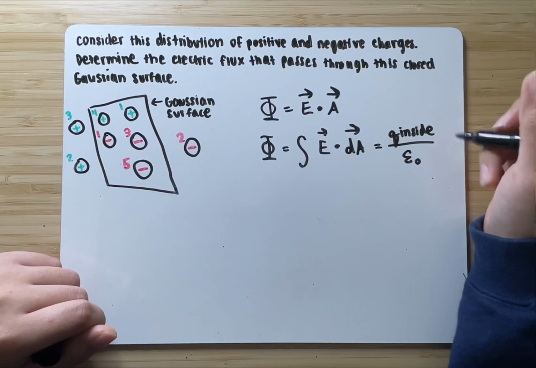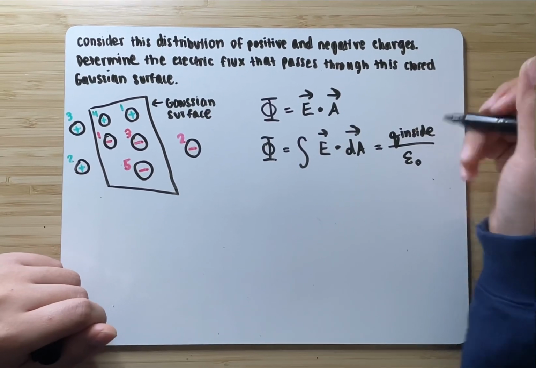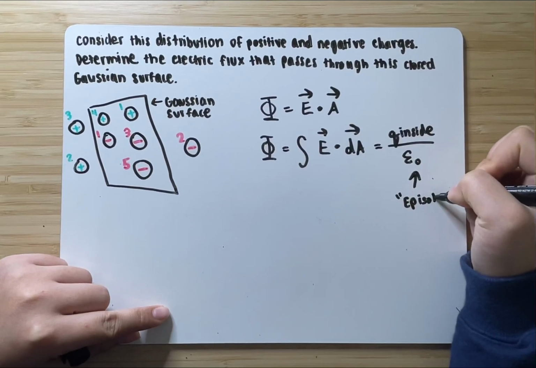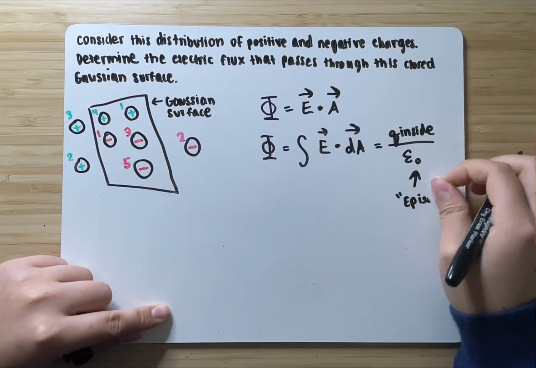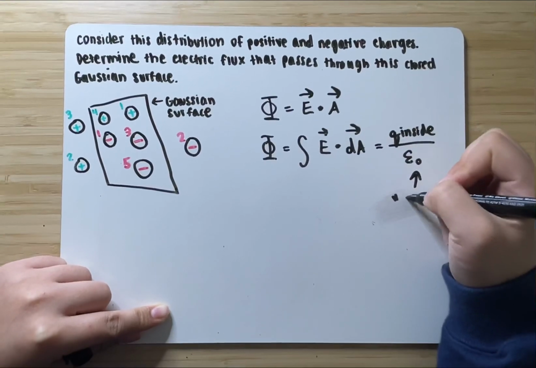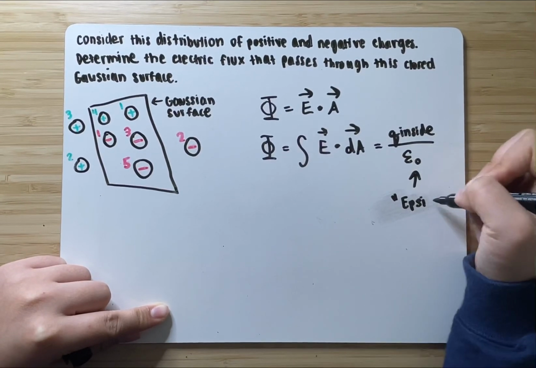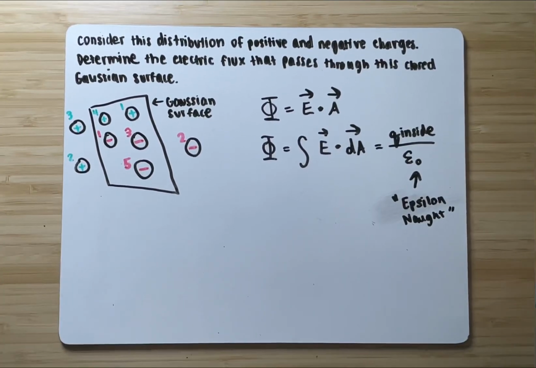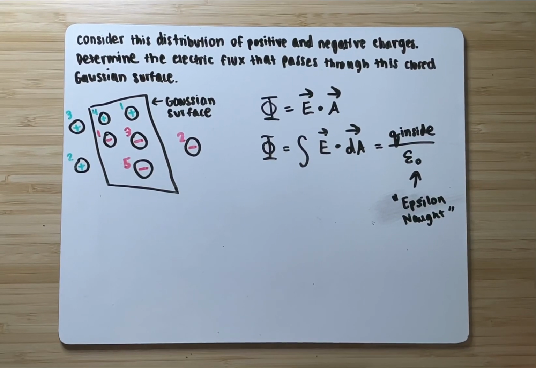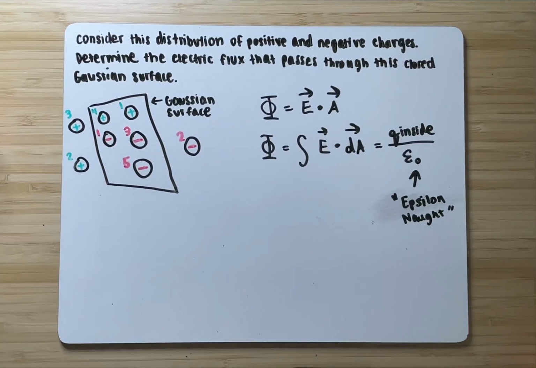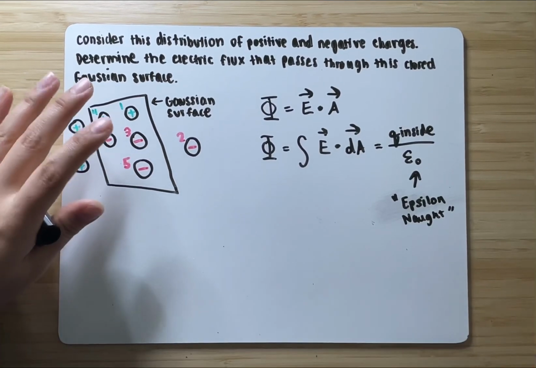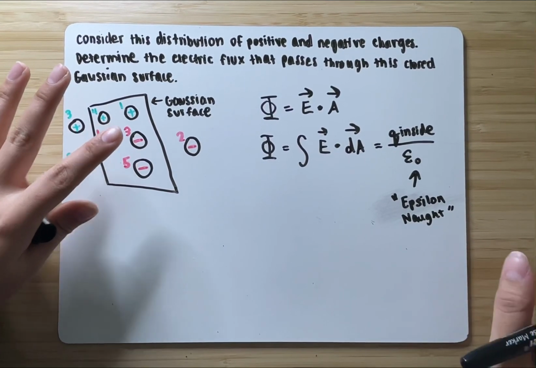When I first saw this, I was like, what the heck is epsilon naught? But epsilon naught, I'm going to spell it out for you so you know. Epsilon, N-A-U-G-H-T, epsilon naught, okay? This is just going to be the electric constant, so it means it's the permittivity of free space. So whatever you get, you're just going to divide it by epsilon naught, okay? Make sure you get that and you'll be good.